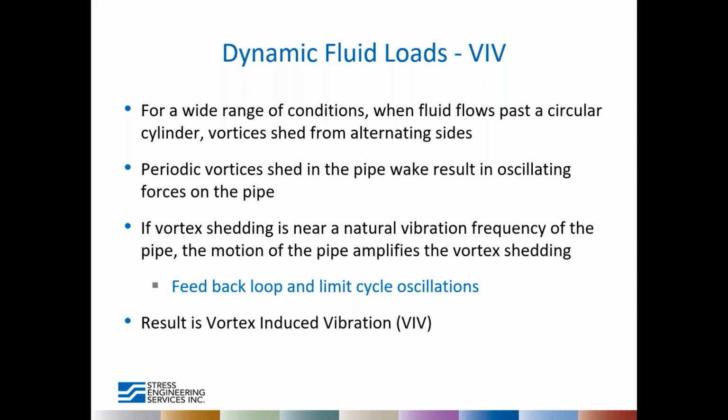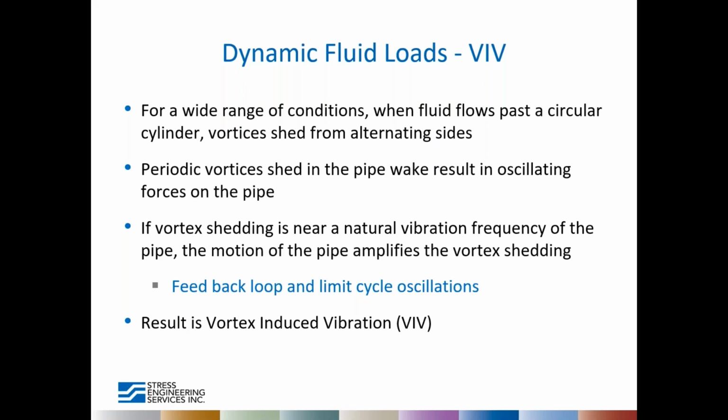But for a wide range of flow conditions, flow past a circular cylinder like a pipe causes vortices to be shed from alternating sides of the cylinder. So if the flow is horizontal, then your pipe is going to shed vortices from the top and bottom. And these periodic vortices cause the wake to flap up and down and result in oscillating forces on the pipe. If the vortex shedding occurs near a natural frequency of the pipe, you'll get large amplitude response. And the large amplitude response of the pipe feeds back into the vortex shedding and causes larger amplitude vortices to be shed. So we basically end up with a feedback loop and a limit cycle oscillation, and the result is what we call vortex-induced vibration.